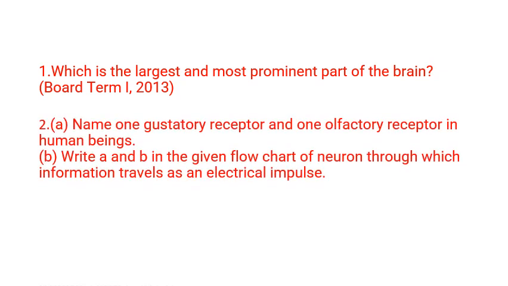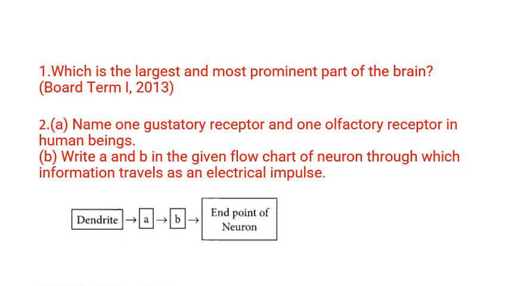Name one gustatory receptor and one olfactory receptor in human beings. And question B: write A and B in the given flowchart of a neuron through which information travels as electrical impulses. Have a look at this question. First they have given the dendrite, then the left-out part A, and the next one B, and the end point of the neuron. You have to find out answers for this question.